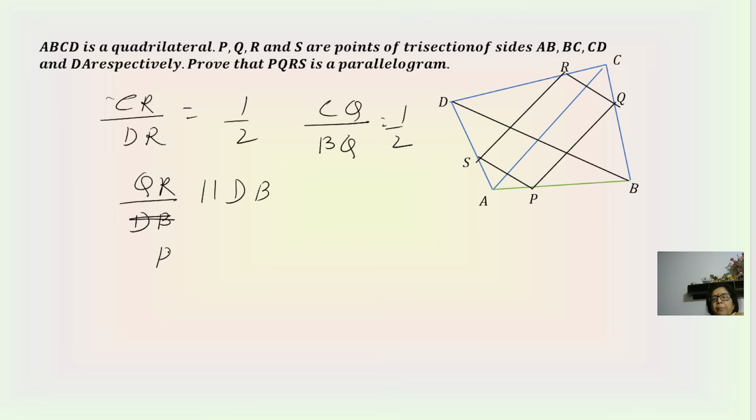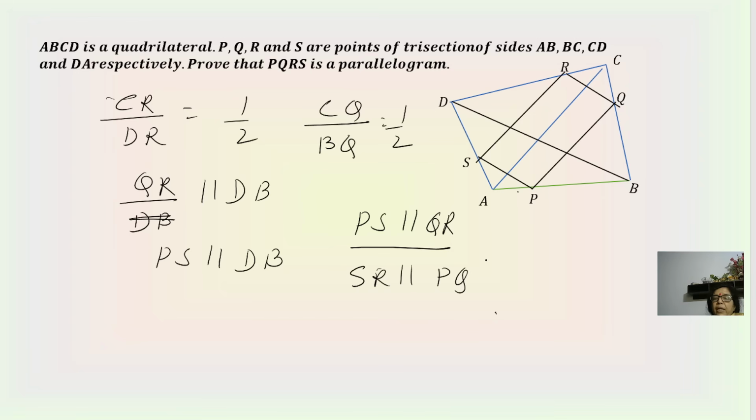Similarly, we can prove that PS is parallel to DB. So from both these relations, we come to the conclusion that PS is parallel to QR. Now earlier we have proved that SR is parallel to PQ. Now we have proved that QR is parallel to PS. So we notice that in this quadrilateral PQRS, both the pairs of opposite sides are parallel to each other. If both the pairs of opposite sides are parallel to each other, then by the very property of the parallelogram, we can come to the conclusion that PQRS is a parallelogram.